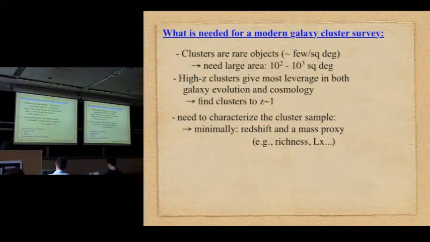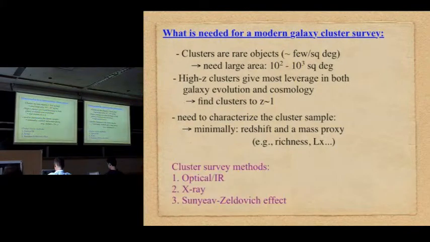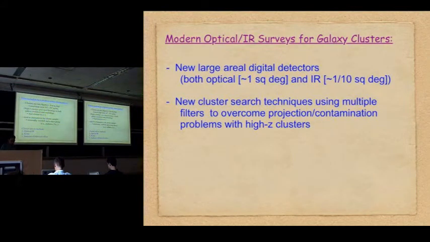And so nowadays, as most of you know, there are three major ways of finding galaxy clusters. They each have their own advantages, and they each have their own disadvantages. And they also have their own selection effects. But that's for a totally different subject area.